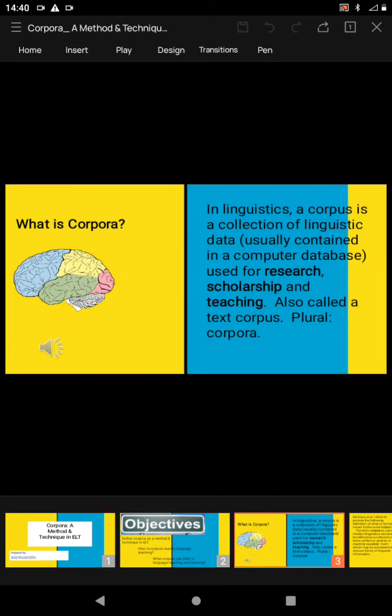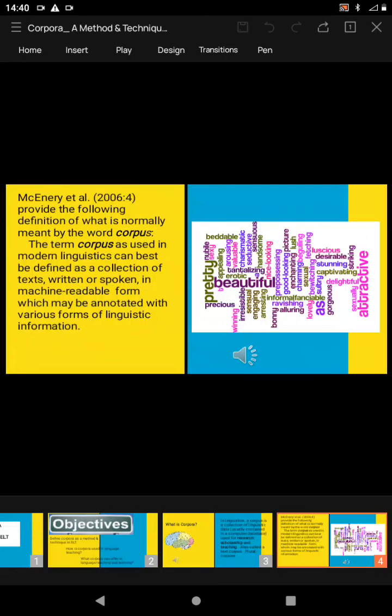Let us define what is corpora. In linguistics, a corpus is a collection of linguistic data, usually contained in a computer database. It is used for research, scholarship, and teaching. It is also called a text corpus. In plural form, it is corpora.